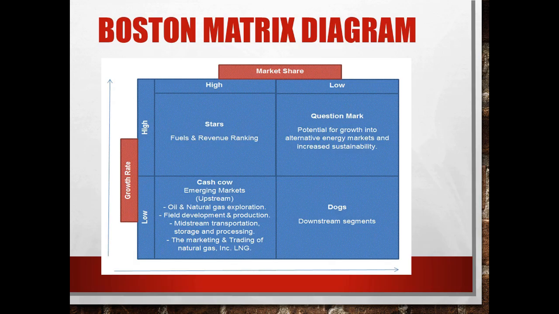Then the top right quadrant is basically a problem child or a question mark. In that particular quadrant, the market share is low, whereas market growth is high. The lower left quadrant is a block in which the market share is high but market growth is low, and the product residing in that particular quadrant is called a cash cow. And then the bottom right quadrant shows a sick dog or a dog, and in that particular quadrant, market share and market growth are both very low.